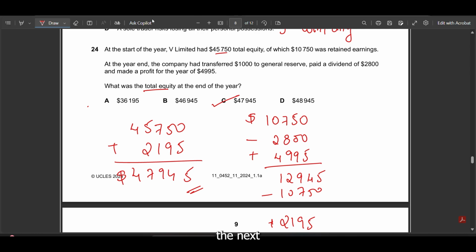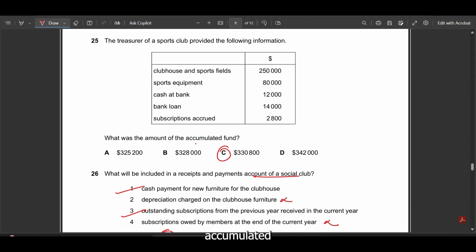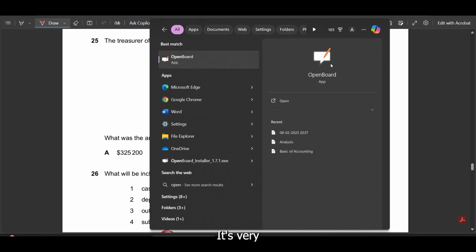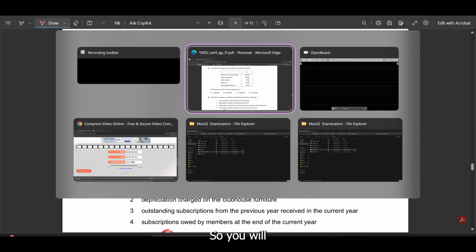Alright, let's move ahead with the next question. A treasurer of a sports club provided the following information. This balance sheet information has been given, and the question is, what was the amount of the accumulated fund? Whenever I talk about accumulated fund, understand that the accumulated fund is nothing but the capital they are talking about. So let's calculate the capital. It's very easy. Let's make a rough balance sheet, and the difference amount would be my capital. So here you go.